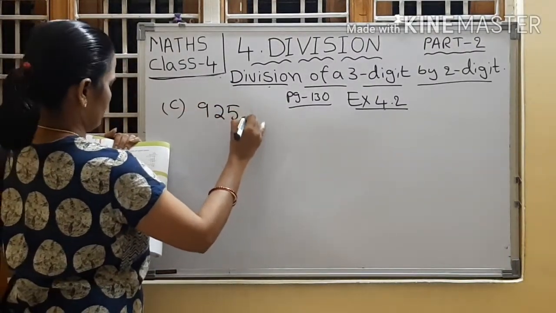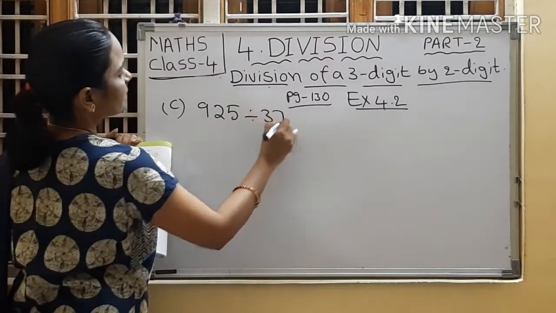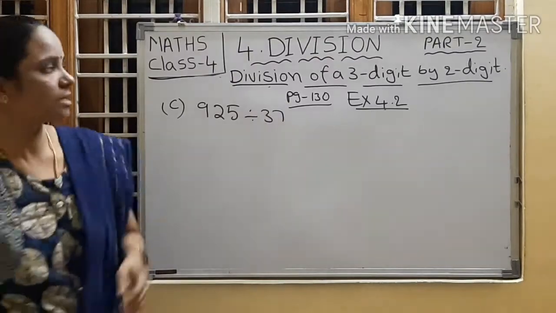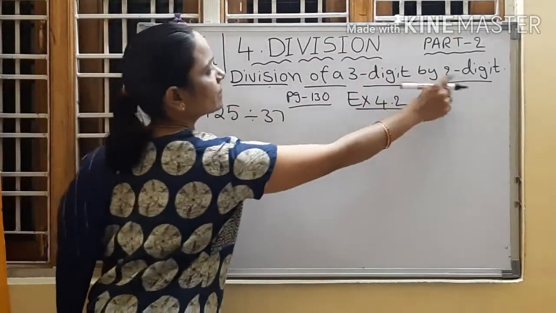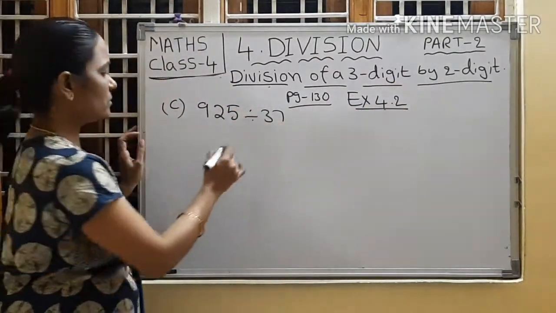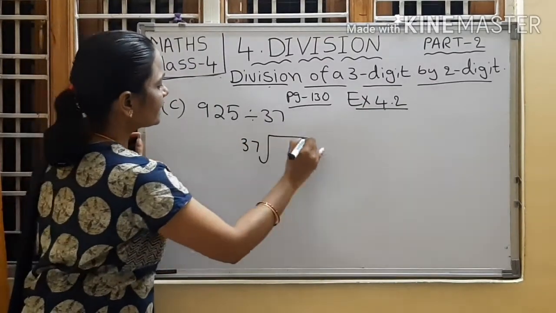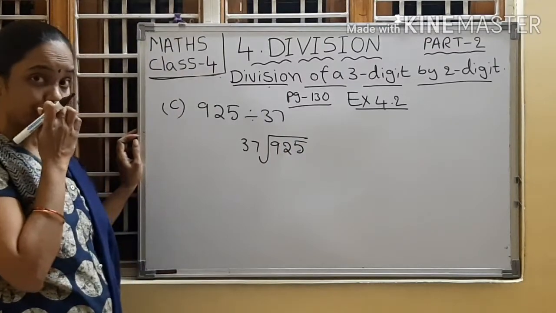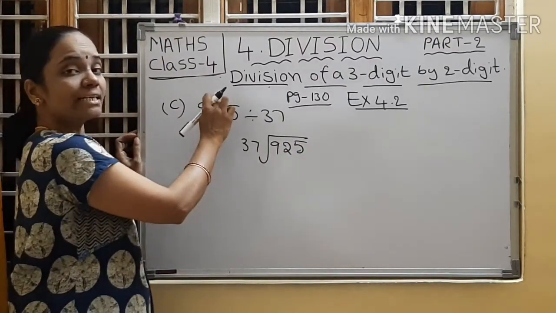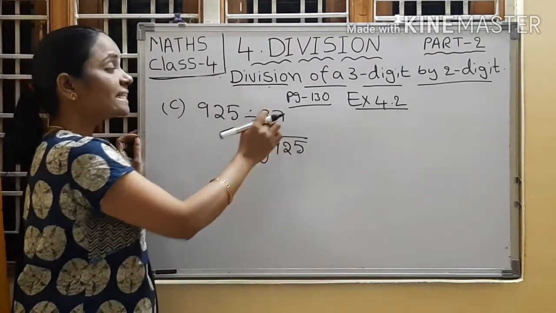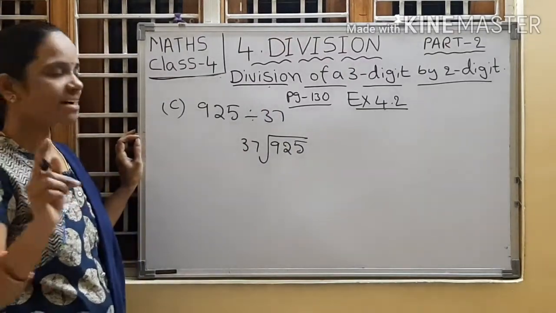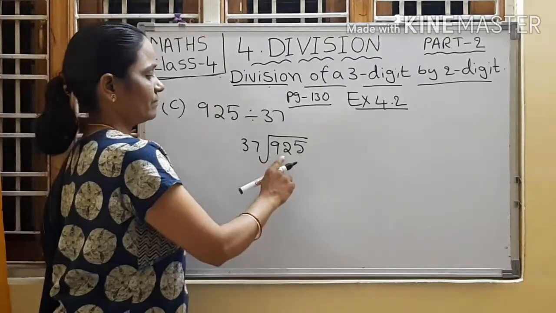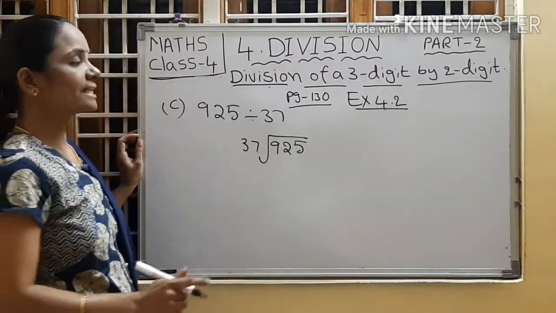925 divided by 37. 3-digit number by 2-digit. Today we are going to learn about division of a 3-digit number by a 2-digit number. So take long division, write in this way. What is it? Dividend: 925 is the dividend. 37 is the divisor. Divisor is always less than the dividend. Now write down the 37 table.